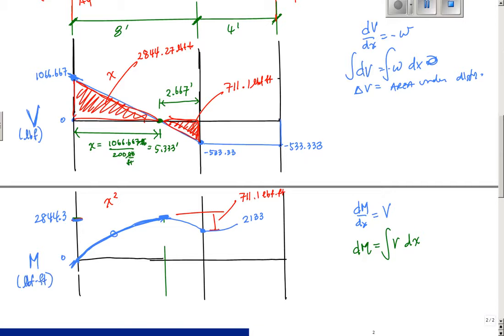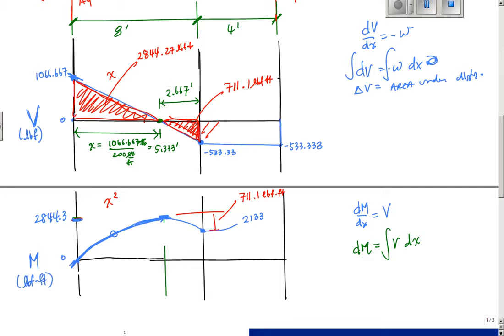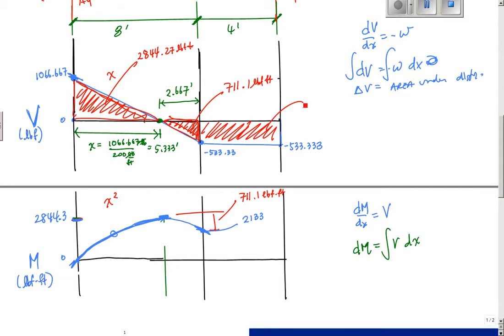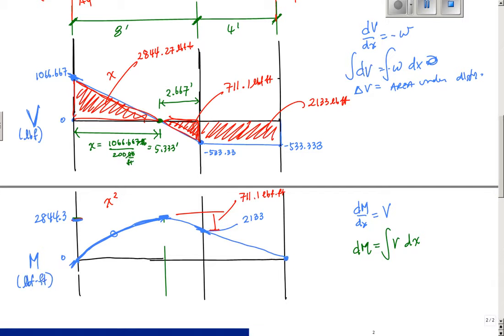And then I look at this area. I'm continuing to decrease. My slope right here is negative 533, that's why it looks like that. And then this area here should be about 2133 pound-feet, which means from here I decrease by 2133 and go linearly to 0. The slope here should be the same, except this is a straight line right here, and this is parabolic right there.